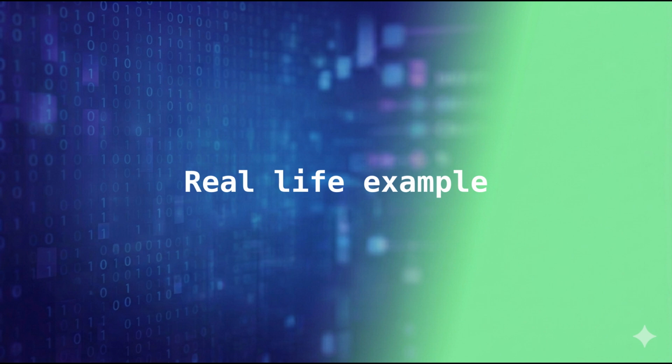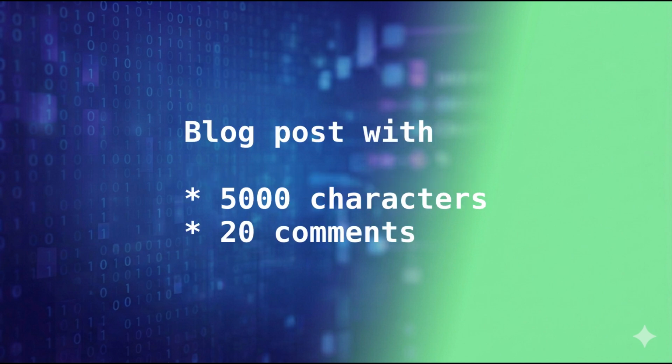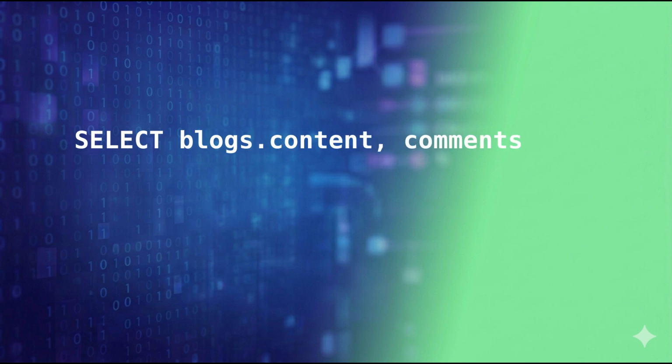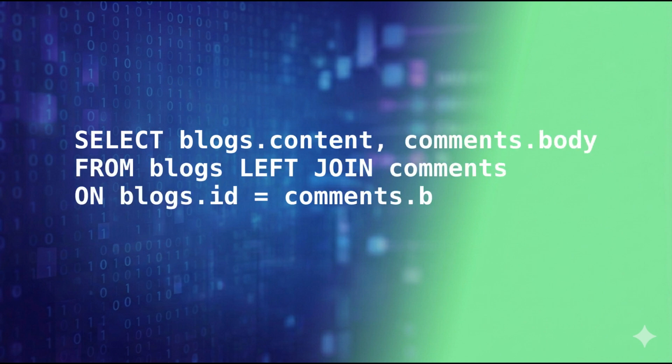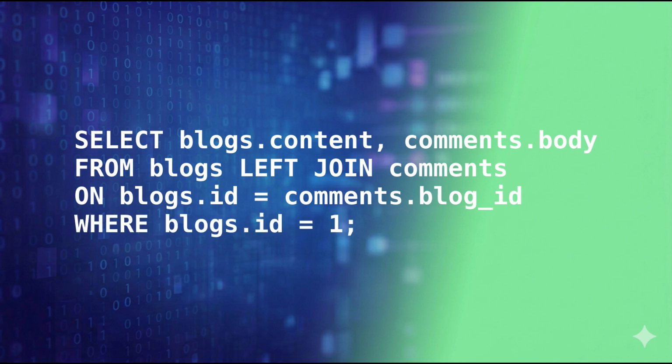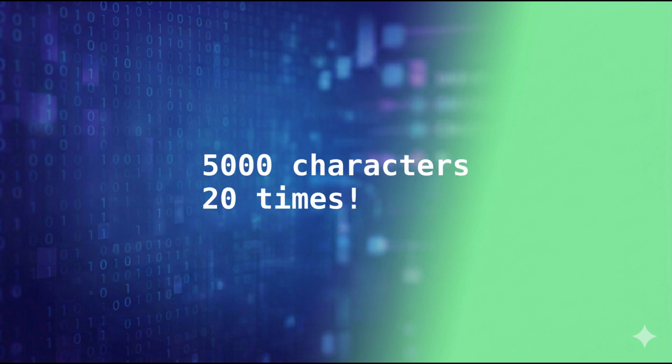A real-life example of this issue can be a blog post that has 5,000 characters and maybe 20 comments, and these comments are stored in a separate table. When you do something like select blogs.content, comments.body from blogs left join comments on blogs.id equals comments.blog_id, you are downloading the 5,000 character post 20 times, once for every comment.